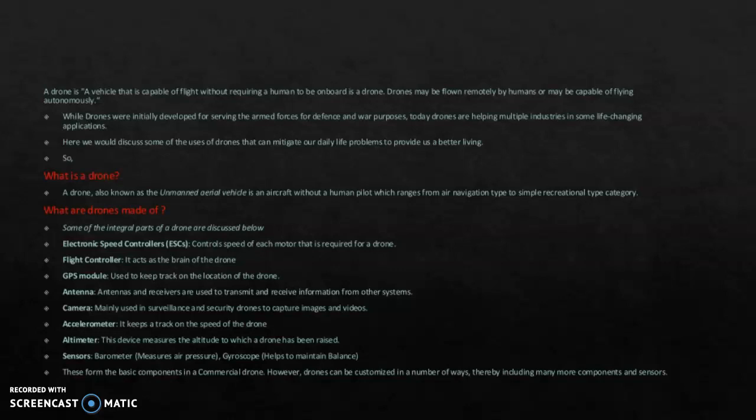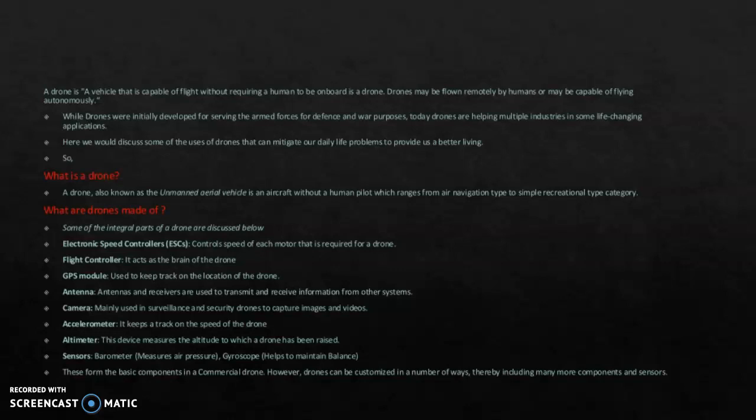While drones were initially developed for serving the armed forces for defense and war purposes, today drones are helping multiple industries in some life-changing applications. Here we could discuss some of the uses of drones that can mitigate our daily life problems to provide us a better life. In short, a drone is also known as an unmanned aerial vehicle. It is an aircraft without a human pilot, which ranges from air navigation to simple recreational type categories.